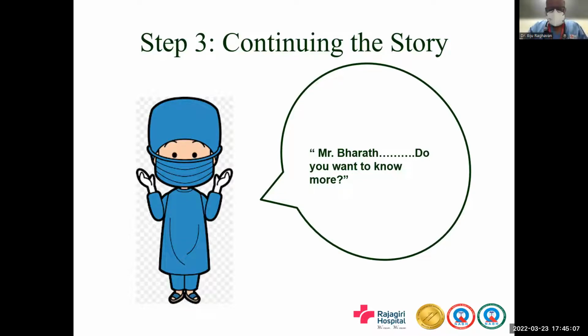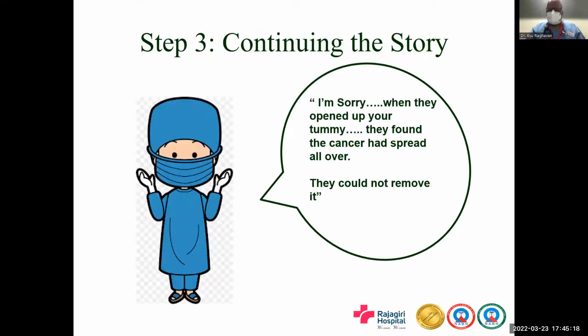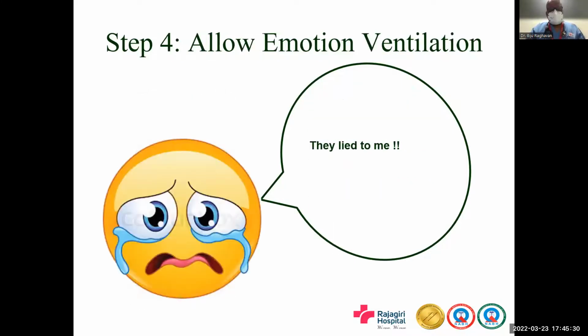Mr. Bharat, do you want to know more? They had operated and removed my cancer, didn't they, doctor? I'm sorry. When they opened up your tummy, they found the cancer had already spread all over. They could not remove it. They lied to me.